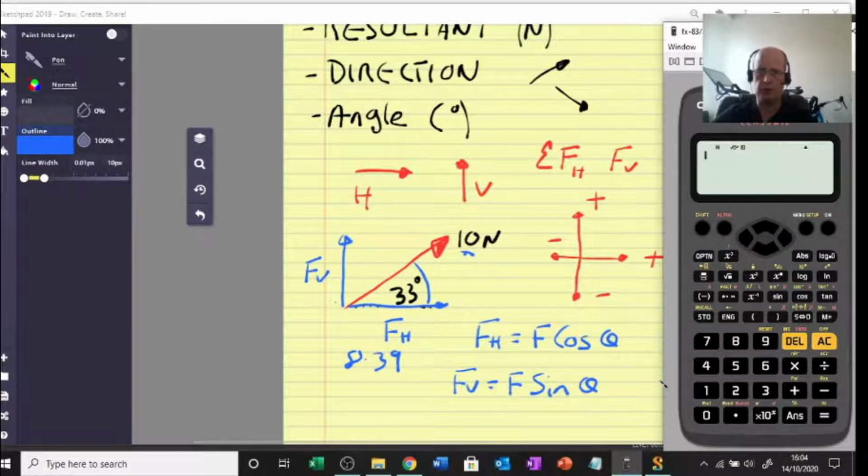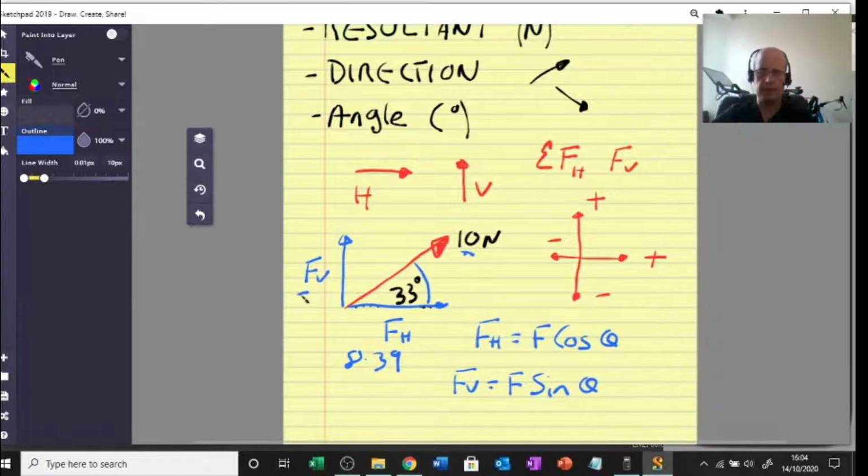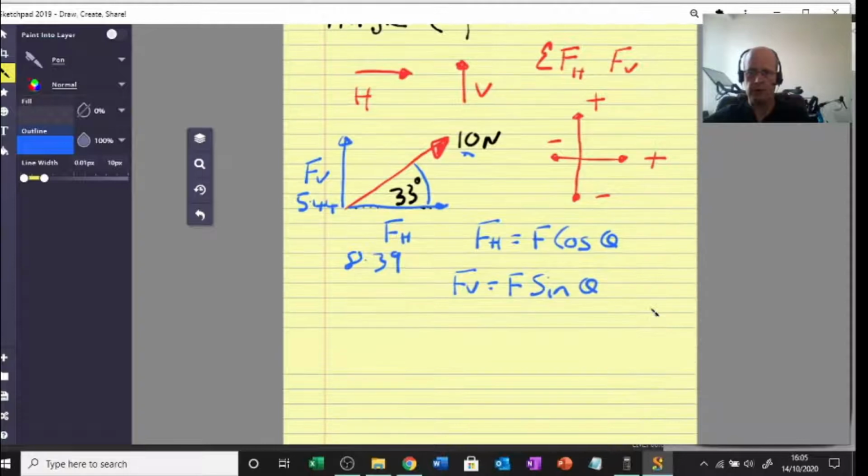And then the same thing with the sine one. To work out the vertical component, I just do 10 sine 33, which equals 5.44. That just means this here is going to be 5.44 newtons. Just to make sure you're clear on that.